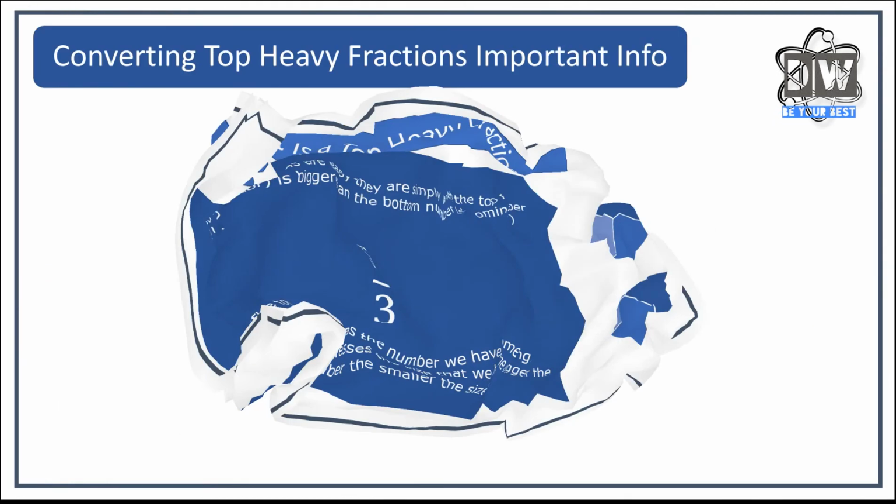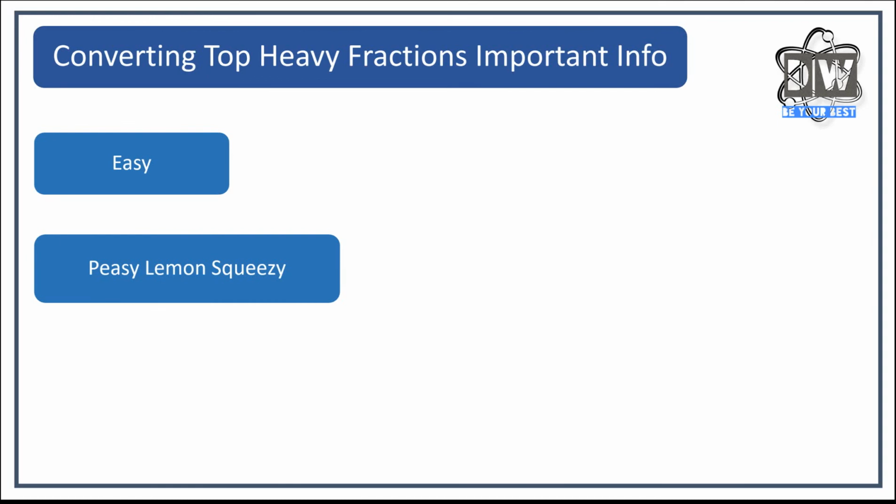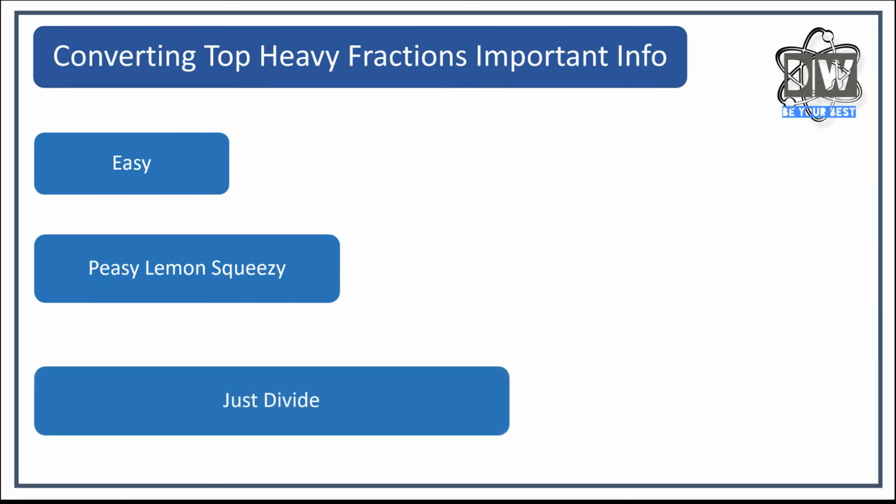So here we go. Converting top-heavy fractions. This is really important. It's easy peasy lemon squeezy, it's just dividing. And we're going to use the bus stop method. So if you don't know how to use the bus stop method, then please go across and watch the screencast on that one. But we are going to use the bus stop method. And when we have the remainder, that's really important as well. So we're going to work out to a remainder.